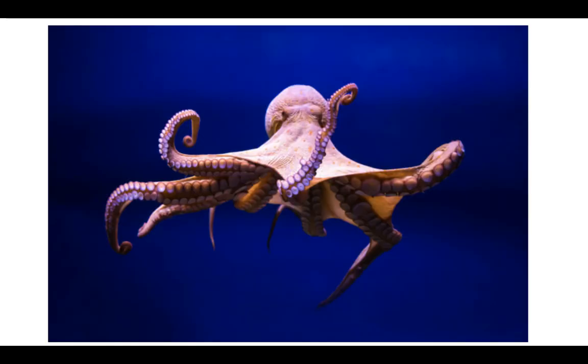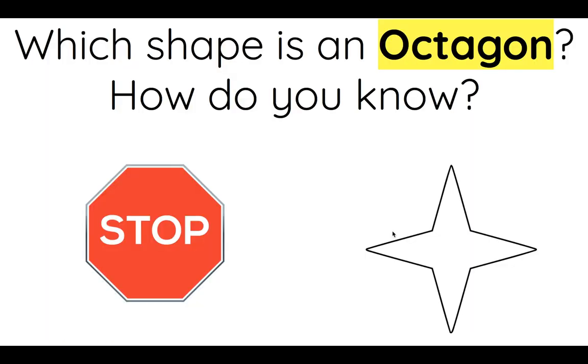What animal is this? It's an octopus. Good. Do you know why it is an octopus? It has 8 arms, or it has 8 legs. Good. So, of these two shapes, use what you know about the prefix oct from octopus. Which shape is an octagon, and how do you know? Go ahead and pause the video. I want you to count the number of sides that you see on each shape and figure out which one is an octagon, and how do you know?